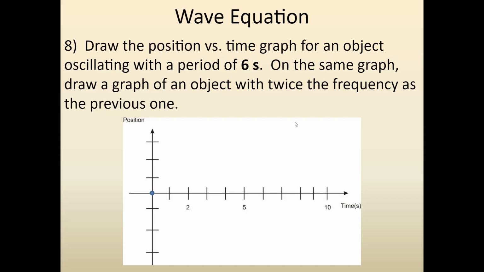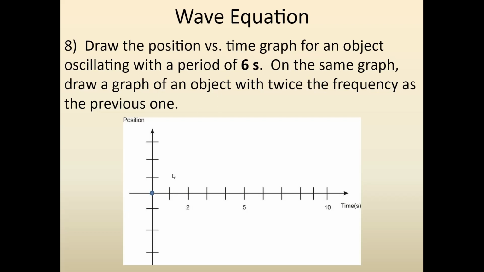Alright, so we want to draw the position versus time graph for an object oscillating with some period. Now they don't tell me where it starts, so I can have it start wherever I want, right? It could have started at amplitude, it could have started at the equilibrium position. It really doesn't matter. So I'm actually going to start it at the equilibrium position. It says that it has a period of 6 seconds. So as you recall, one thing that I like to do is make points. I like to figure out where the points are before I start connecting the dots.